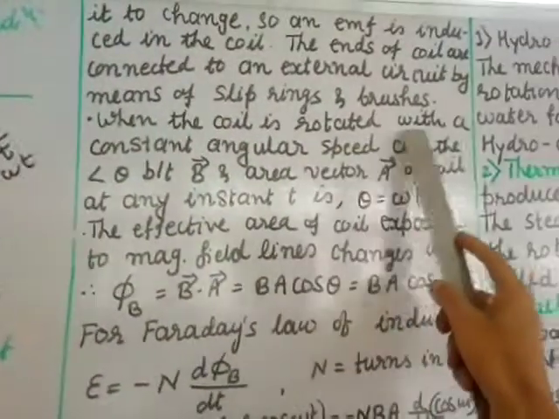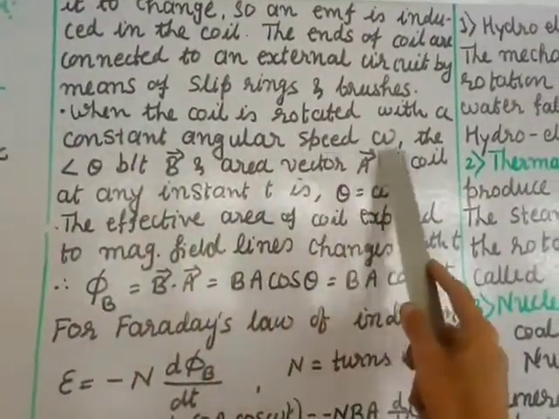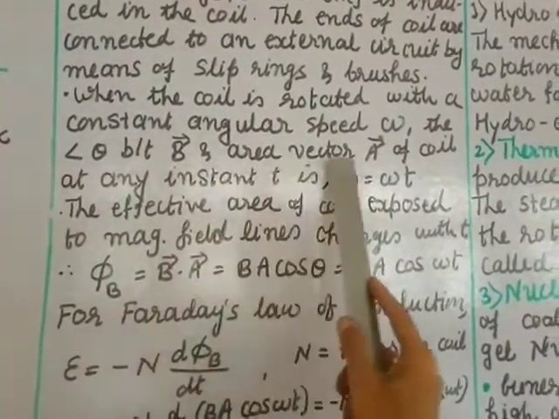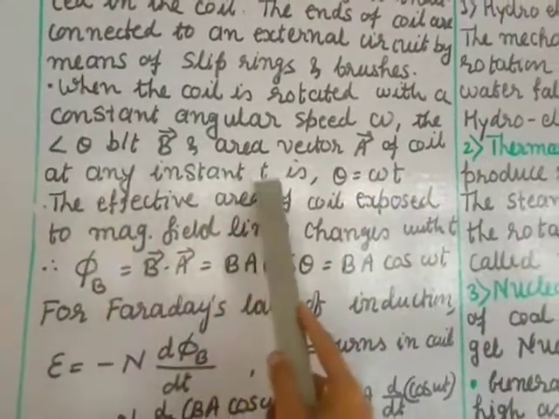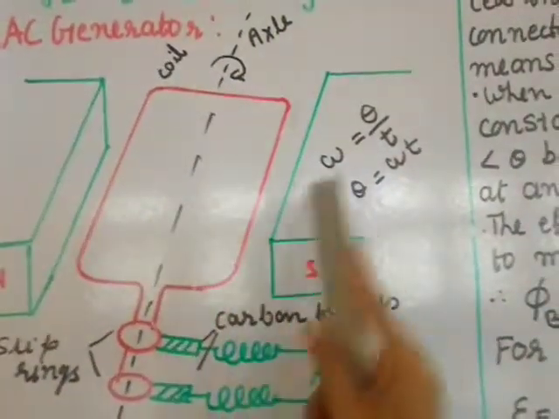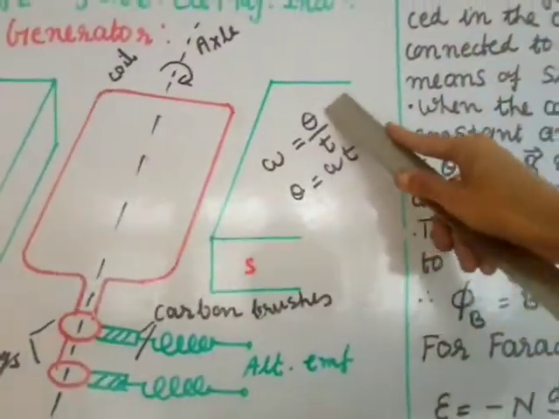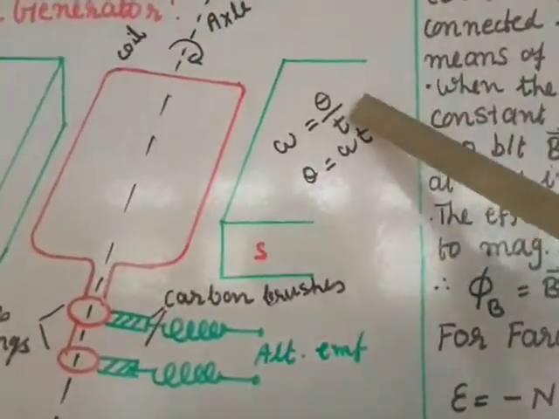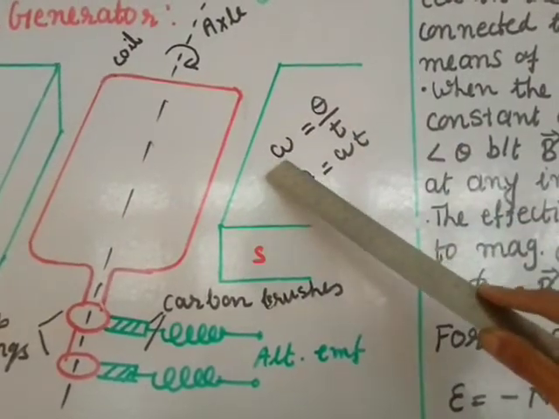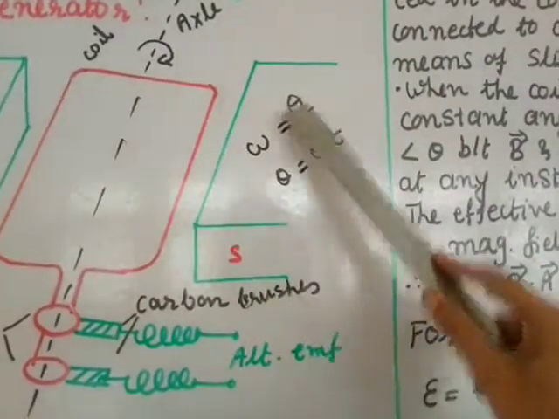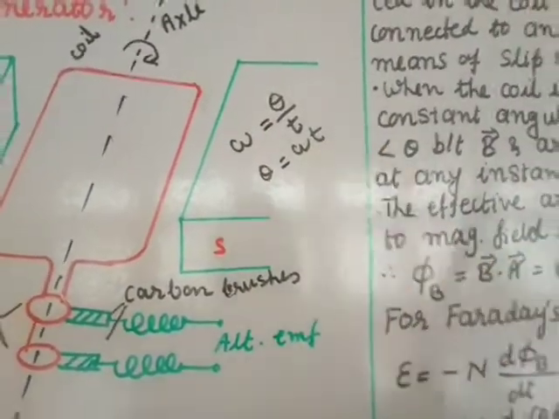When the coil is rotated with a constant angular speed omega, the angle theta between magnetic field B and area vector A of the coil at any instant t is theta equal to omega t. Suppose when you are rotating this, the angular speed of this rotation is omega, and theta is the angle between the area vector and the magnetic field. At any time t, angular speed is equal to angular displacement divided by time. So theta will be omega into t, which is always changing.